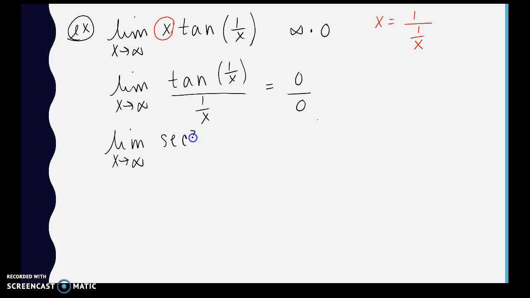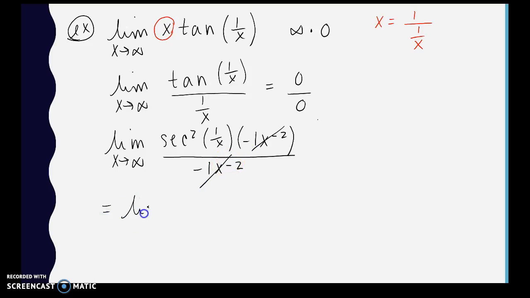Derivative of tangent is secant squared of 1 over x. Then derivative of 1 over x, that's x to the negative first, so negative 1, x to the negative second. Now my denominator, this again is x to the negative first power, so its derivative is negative 1, x to the negative second. These will cancel each other out. And now I get the limit as x approaches infinity of secant squared of 1 over x. As x approaches infinity, this will approach 0, and the secant of 0 is 1. So the limit of that function would be 1.